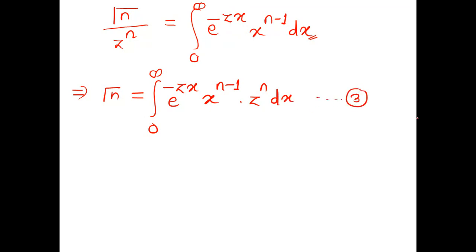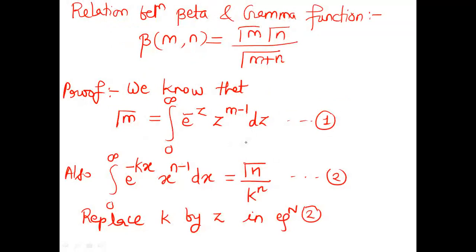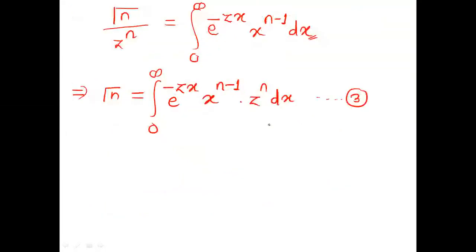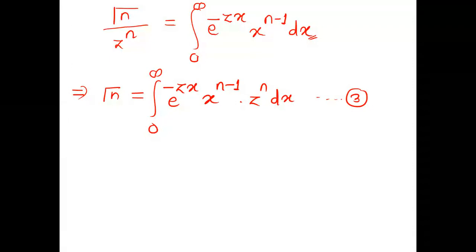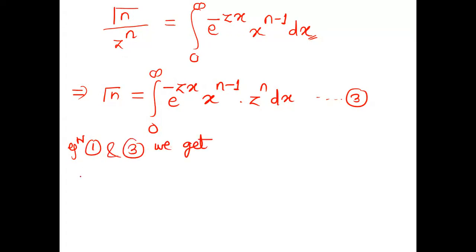Now look at the requirement. We have to show that beta of m, n is gamma of m into gamma of n upon gamma of m plus n. Equation 1 gives me the expression for gamma of m, whereas equation 3 gives me the expression for gamma of n, and we want the product of these two. So what we are going to do now is take the multiplication of equations 1 and 3, multiplying the left hand side as well as the right hand side.